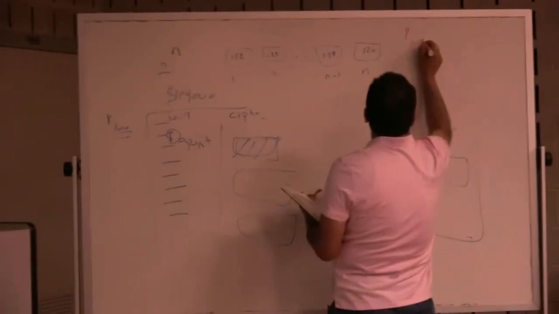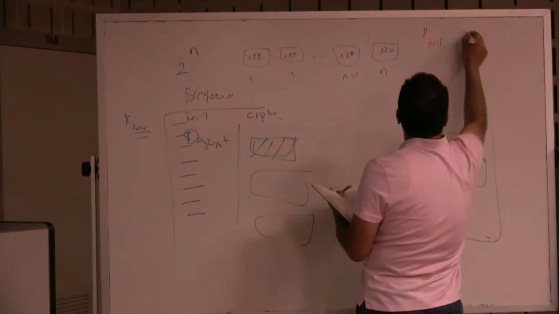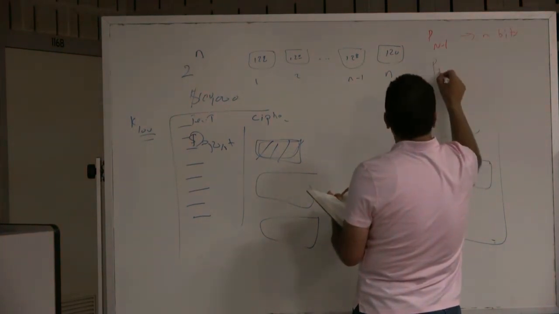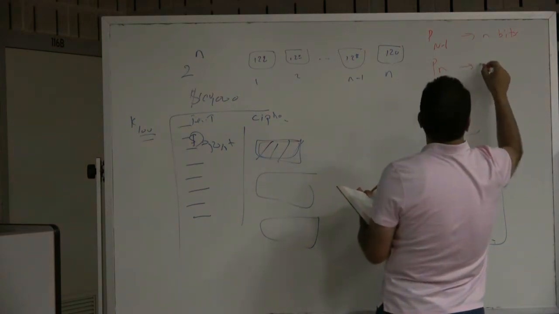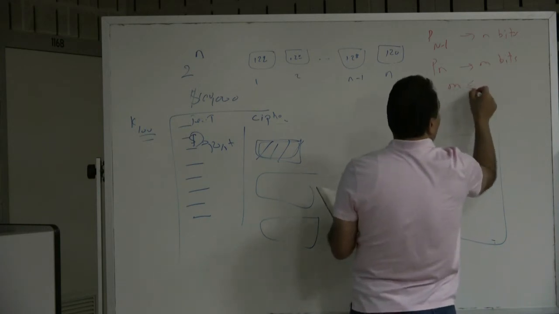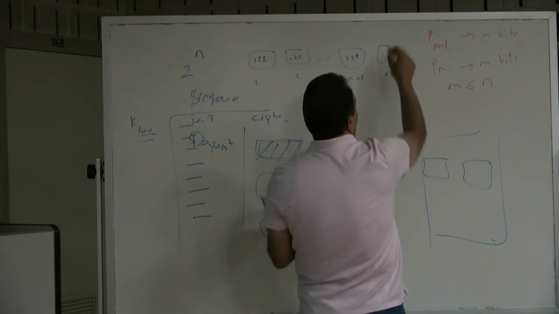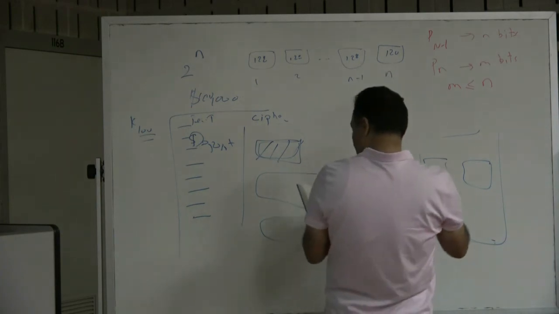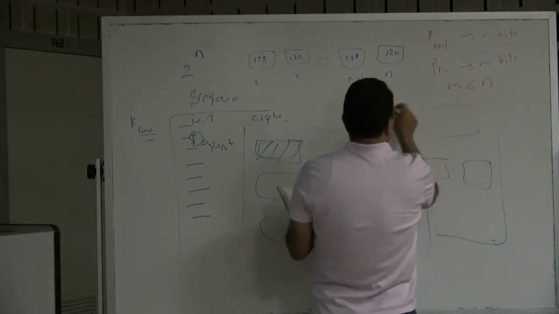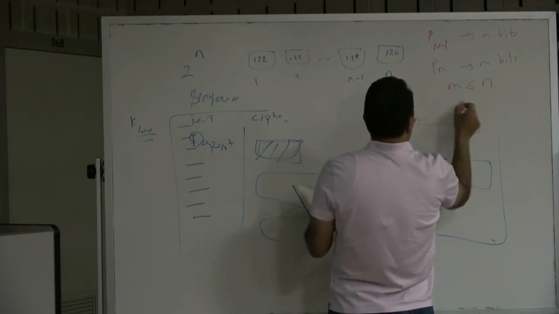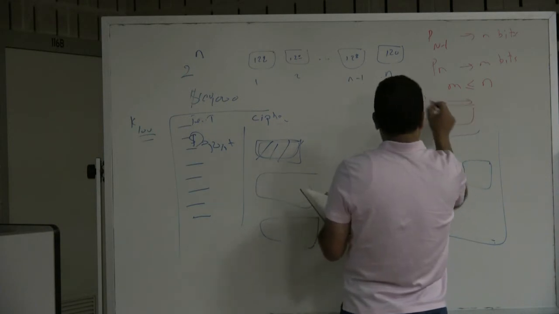So the Pn-1 has n bits, which is 128 in our example, and the Pn has m bits. So definitely m is less than or equal to n. The last one is less than n. So basically, the packet Pn-1, how many bits do we have? n.